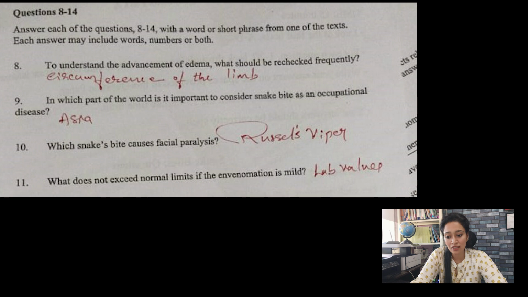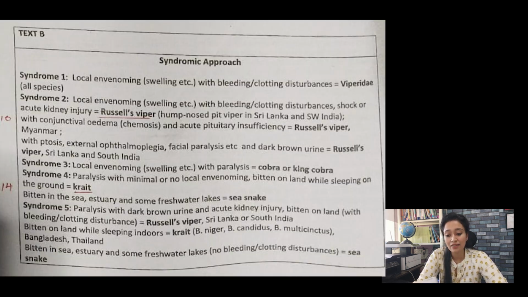Now let's move on to the 10th question. Which snake's bite causes facial paralysis? I hope you have marked the keywords facial paralysis and which snake bite causes. So causes can be also marked as a keyword. So these can be seen in the text B, where we can see facial paralysis. The information facial paralysis comes under Russell's viper. So the answer is Russell's viper.